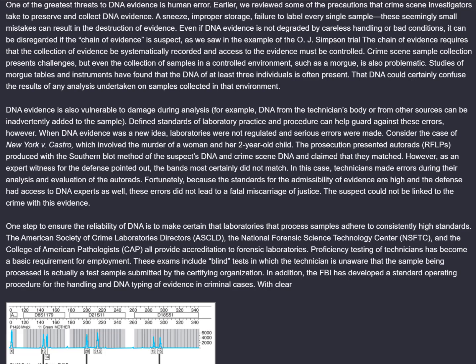Even if DNA evidence is not degraded by careless handling or bad conditions, it can be disregarded if the chain of evidence is suspect. As we saw in the example of the O.J. Simpson trial, the chain of evidence requires that the collection of evidence be systematically recorded and access to the evidence must be controlled. Crime scene sample collection presents challenges, but even the collection of samples in a controlled environment, such as a morgue, is also problematic. Studies of morgue tables and instruments have found that the DNA of at least 3 individuals is often present. That DNA could certainly confuse the results of any analysis undertaken on samples collected in that environment.